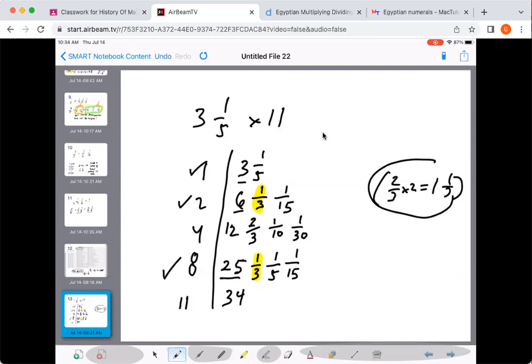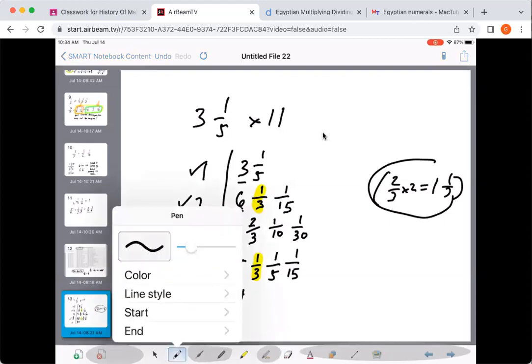Hold on a second. Why is there a half thrown in there? My answer is looking a little bit off. The answer on my paper is a little bit off from what I have here.